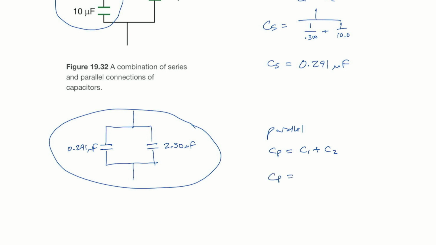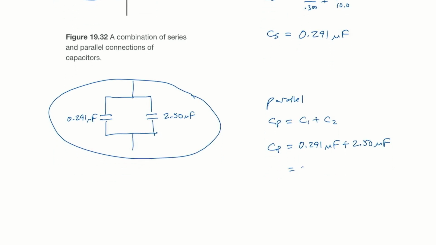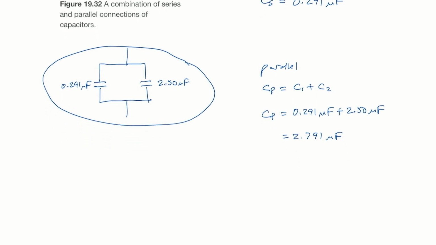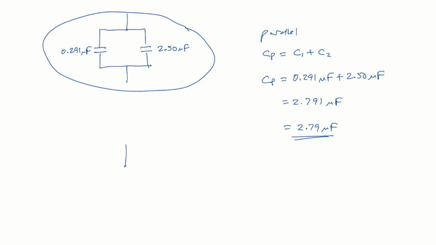So we can say this is going to be 0.291 microfarads plus 2.50 microfarads. That is 2.791 microfarads. And to 3 sig figs, we will call it 2.79 microfarads. That's our final answer. Note, we could draw one last time, the single capacitor, and call it 2.79 microfarads.